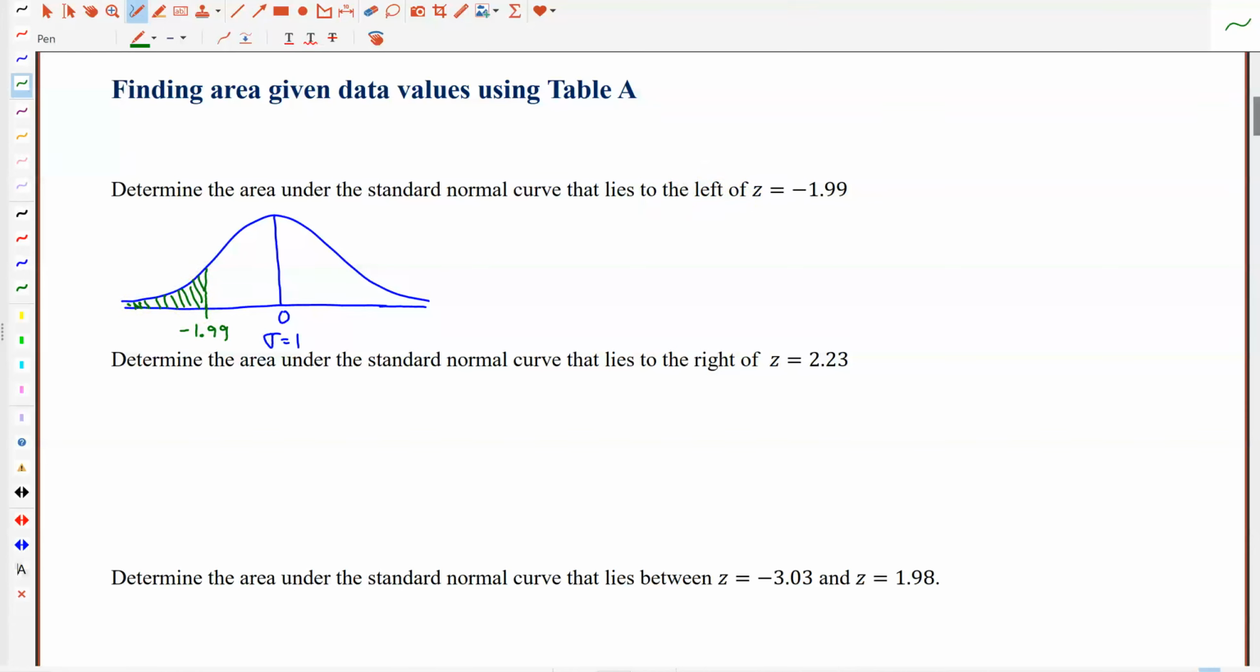So I want you to notice that you're given a z-score, and with respect to that z-score, we want to find the area to the left. And that's what table A will tell us. Let's talk about how to use table A. Now keep in mind my z-score is negative 1.99.